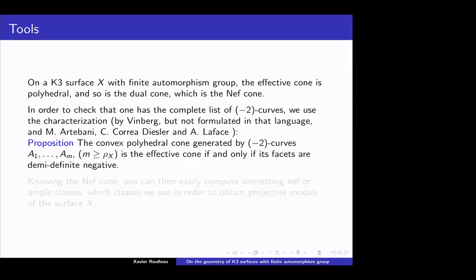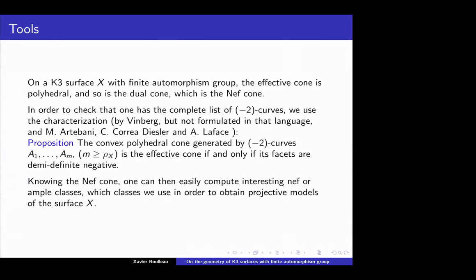So if you have -2 curves, the polyhedral cone generated by these curves is the effective cone if and only if the facets of the cone are negative semi-definite. And then once you know the nef cone, you can have interesting examples of nef or ample classes. And we use these classes to obtain interesting projective models of our surfaces.